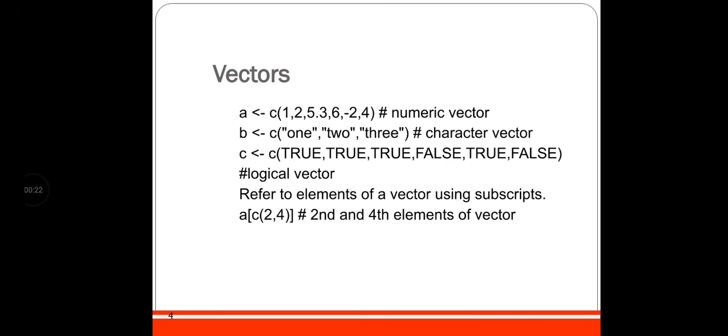Vectors. A vector is the simplest data structure in R. It stores elements of the same data type such as numeric, character or logical values. We can create vectors using the c function and access specific elements using index positions. Vectors are widely used for storing and processing one-dimensional data.